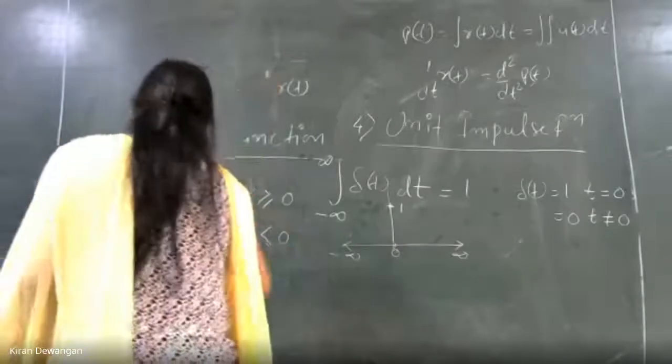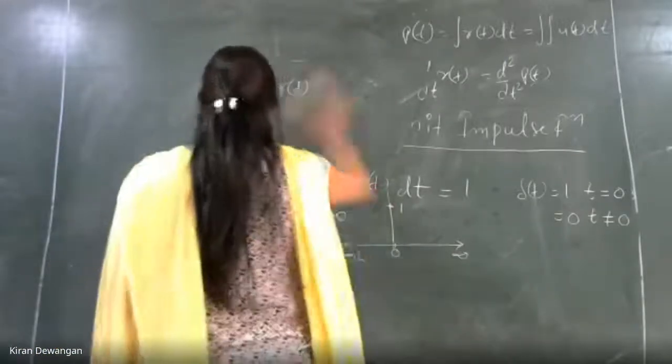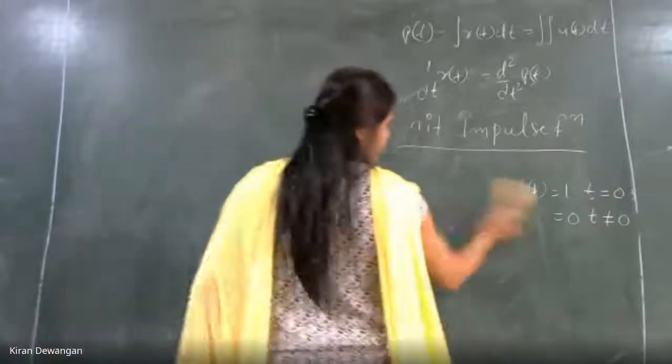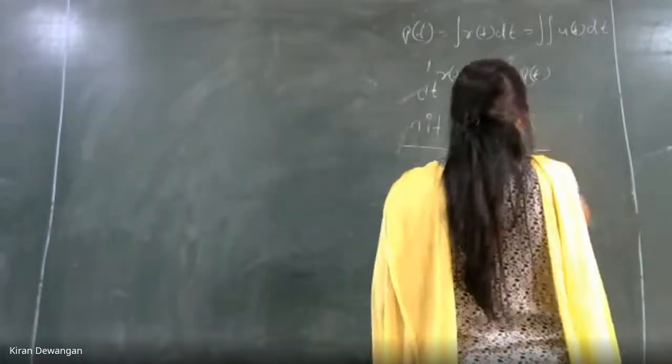Is δ(t), the impulse function, clear to everyone? Is the impulse function clear or not? Yes, ma'am. Clear? Because the impulse function will be used again and again in your entire syllabus.